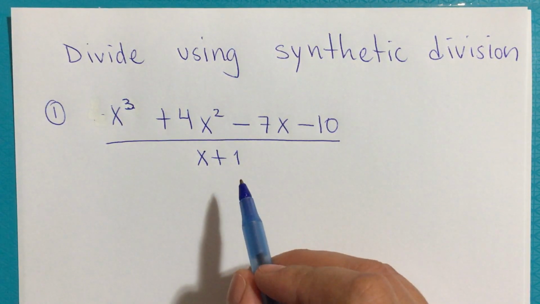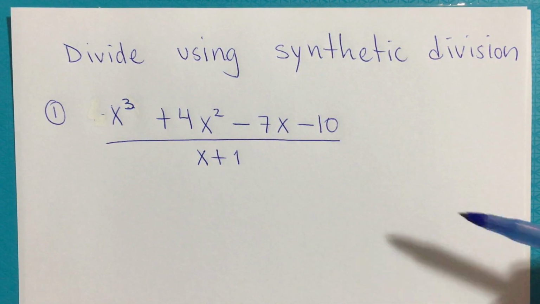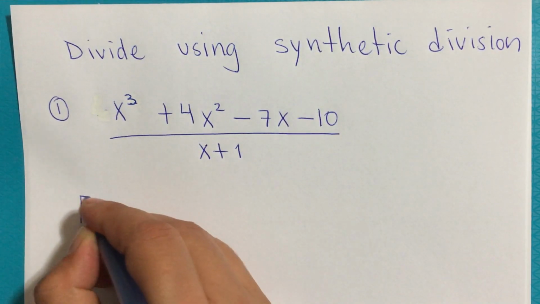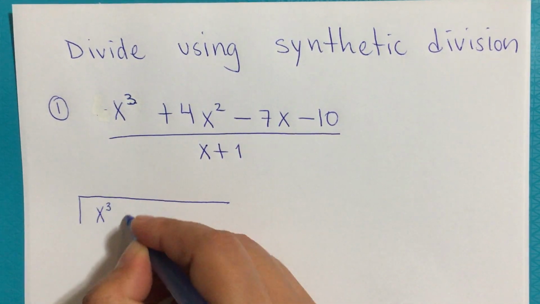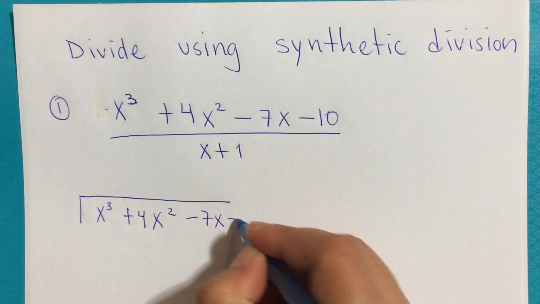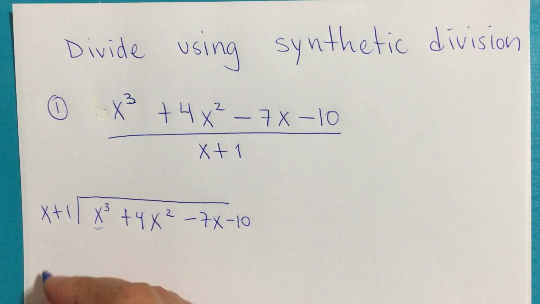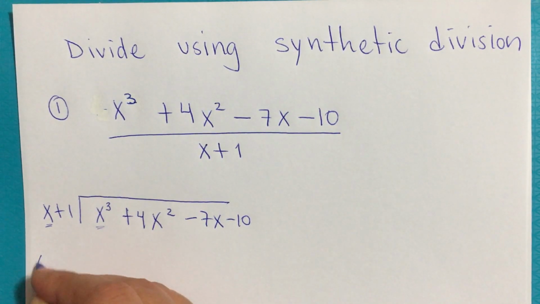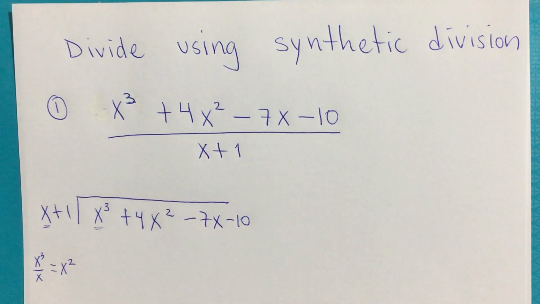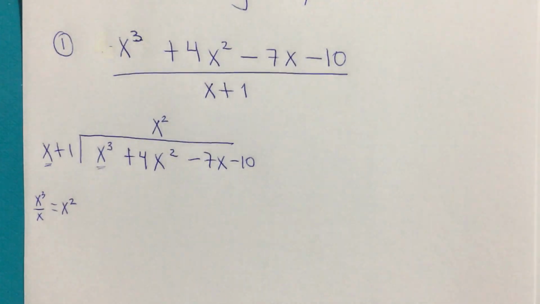Okay, so what I would like to do right now is to do long division and then synthetic so that you can see the difference between the two. So in the previous lesson, we learned that we can divide x cubed plus 4x squared minus 7x minus 10. We divided by x plus 1. We just look at the first term inside and outside. And so x cubed divided by x is equal to x squared. I put the answer right here and then start multiplying.